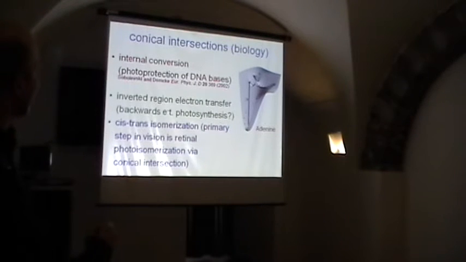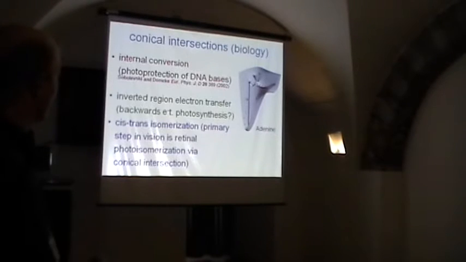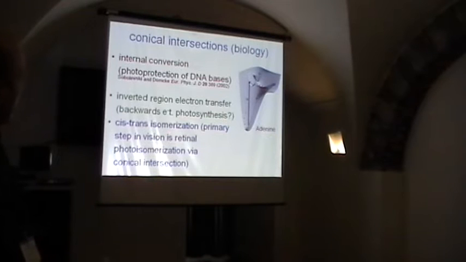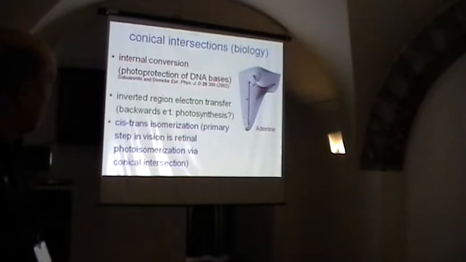Ordinarily I talk about conical intersections and how they pop up all over in chemistry. I just have flip sides here in biology. They show up in the photoprotection of DNA bases. They show up in inverted region electron transfer. In particular, this has been hypothesized in the backwards electron transfer steps in photosynthesis. They also show up, and this is a case where they have to function as slow things. And then there are cis-trans isomerizations, an example being the primary step in vision, which is a photoisomerization basically via conical intersection.